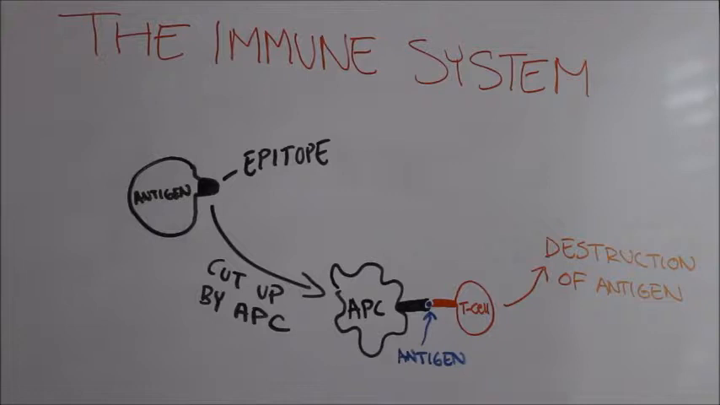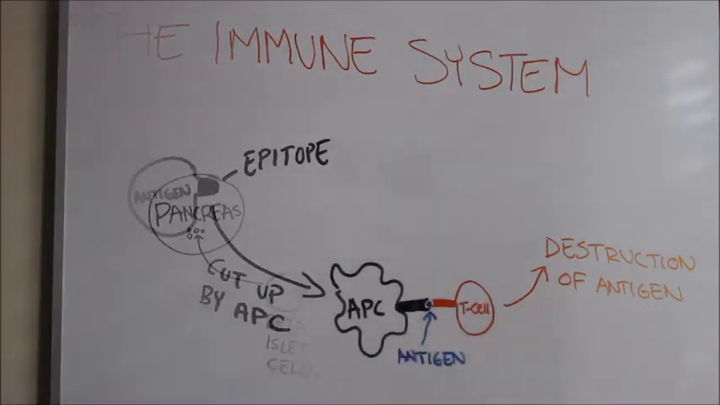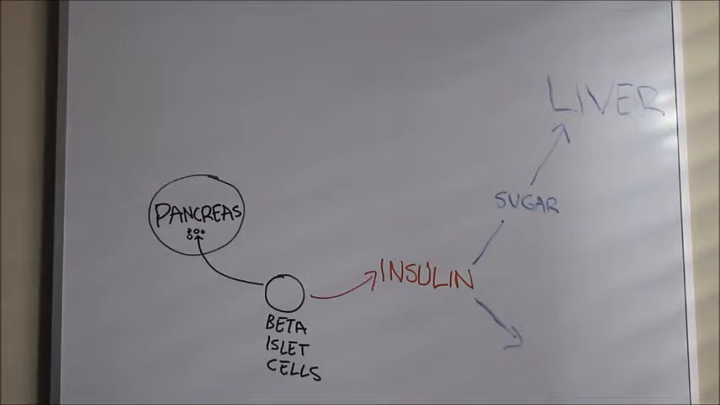T cells help fight against and destroy the antigens that could cause possible harm to our body. So by presenting it, it is able to bind to the receptor on the T cell and lead to the destruction of the antigen. When we eat on a daily basis, we consume what we call carbohydrates.